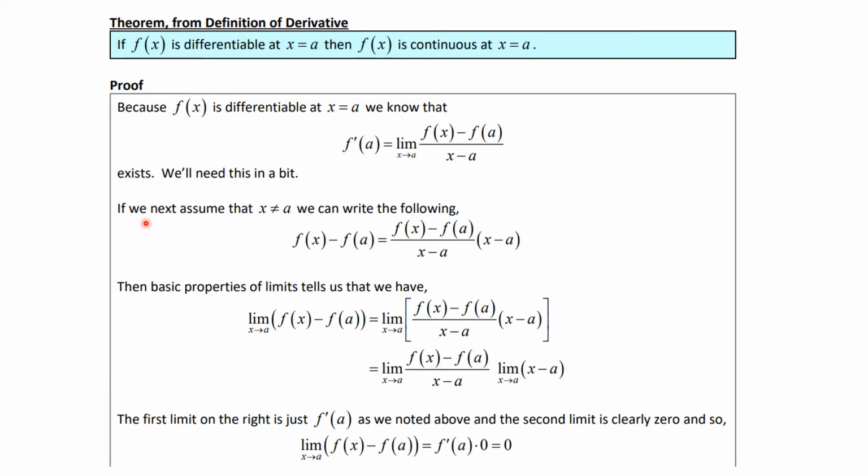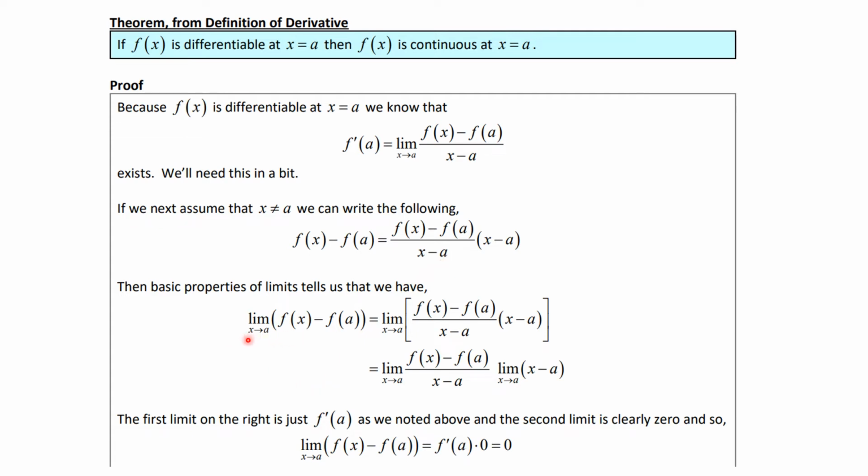Okay, so now what we're going to do is look at f of x minus f of a. We take this expression that we have here, f of x minus f of a over x minus a, and by the way, we have to assume that x does not equal a. So this is not dividing by 0, so I'm really taking f of x minus f of a, and I'm multiplying by 1, because this is x minus a over x minus a.